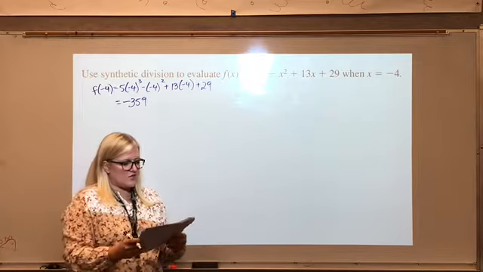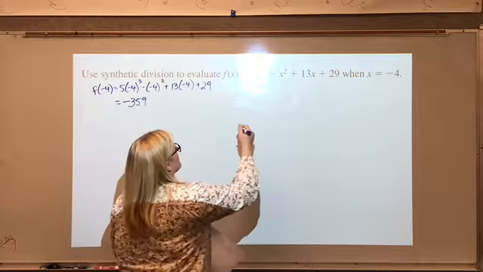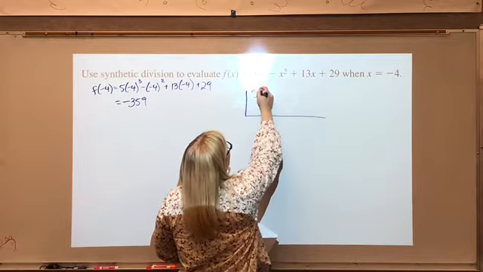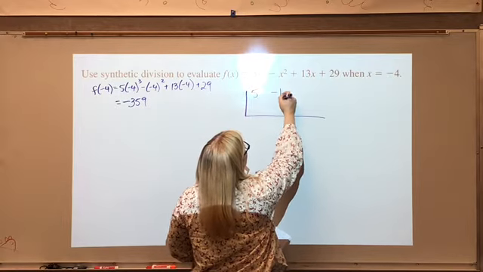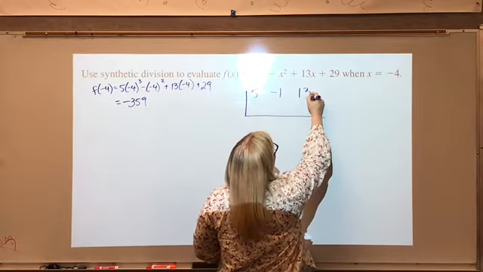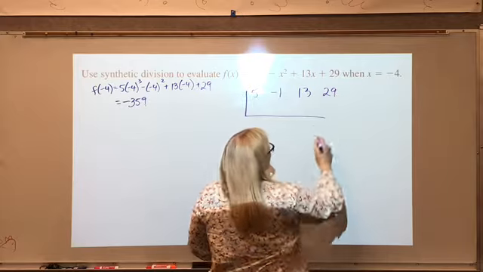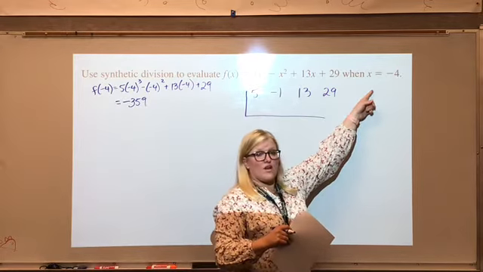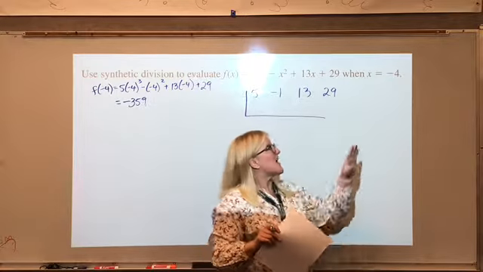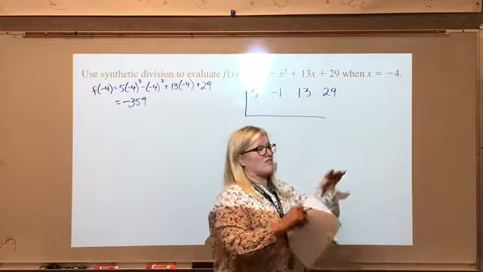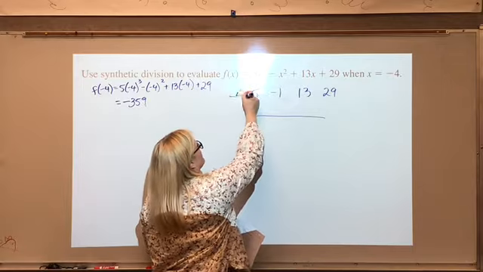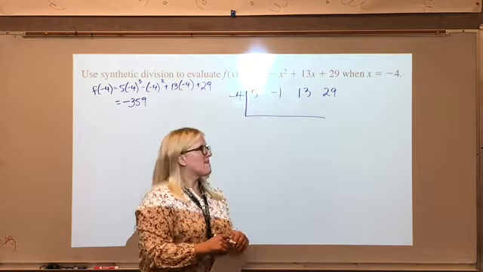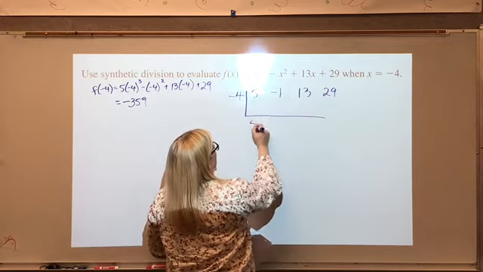So let me show you how to do it using synthetic division. So I'm going to get this ready. I've got 5, negative 1, 13, and 29. And we want to know what this is at x equals negative 4. So this time we don't change the sign. It's just x equals negative 4. So I'm going to put negative 4 right there. That one just goes right straight in. All right, I dropped the 5.